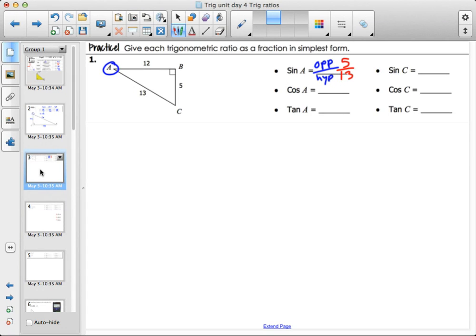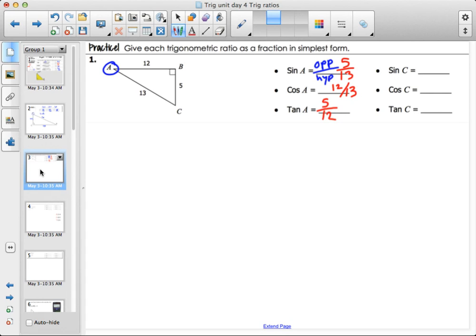Cosine of A is going to be the adjacent side over the hypotenuse. Well, adjacent to A would be 12, and the hypotenuse of the triangle is 13. So this is my cosine of A. And the tangent of A is going to be the opposite side, which will be 5, over 13, or excuse me, over 12, which is going to be the adjacent side length to A.